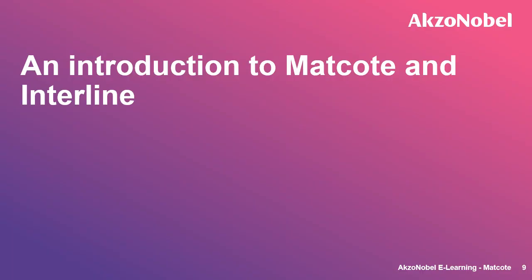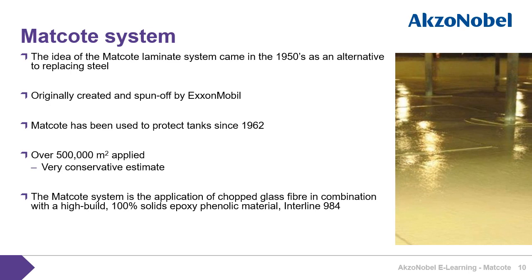We'll now move on to the Matcote system itself and the Interline products used within that system. The Matcote system itself has been around since the 1950s and was thought of as an alternative solution to replacing steel plates. It was originally created within AkzoNobel and was spun off by a group of their employees. The system has been used to protect tanks since 1962. Many hundreds of thousands of square meters have been applied in that time.